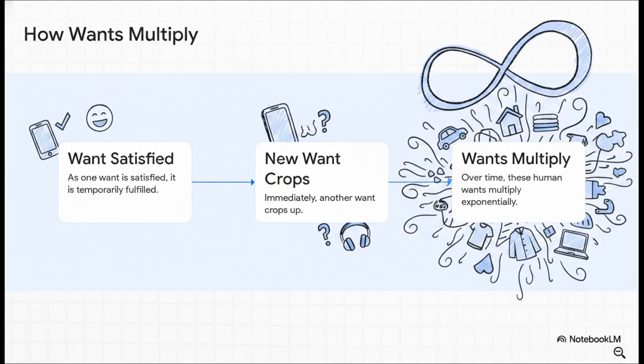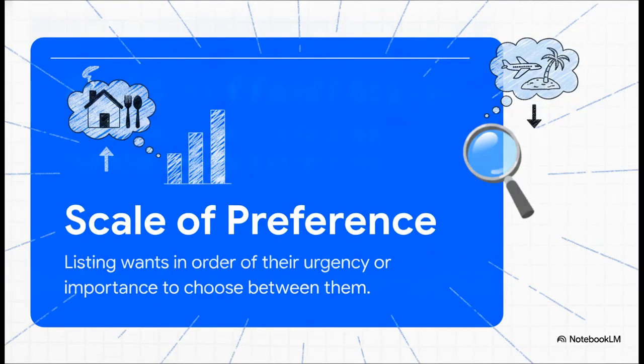It's the classic human condition, right? We are never totally satisfied. Because we can't have everything, we're forced to rank what we want. And this brings us to a really critical concept, the scale of preference.